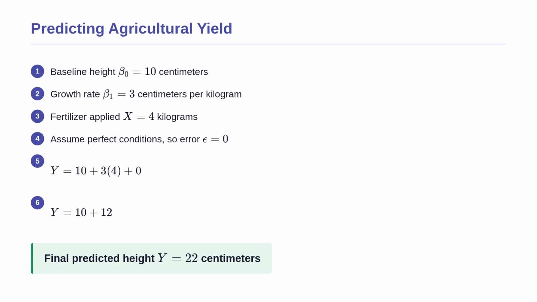The farmer applies 4 kilograms of fertilizer, so x is 4. Assuming perfect conditions, we set the error term epsilon to 0. We substitute these values into our linear model. We multiply 3 by 4 to get 12 centimeters of extra growth. Adding the baseline of 10 gives us a final predicted height of 22 centimeters. This shows how the model simulates a real-world scenario to make actionable predictions.